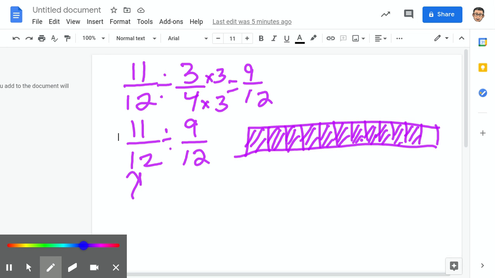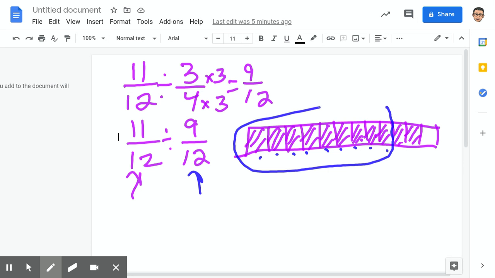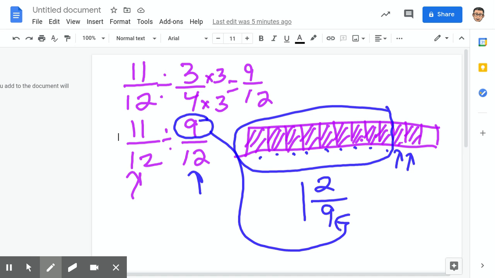So I ask myself, how many sets of 9 are in there? 1, 2, 3, 4, 5, 6, 7, 8, 9. And when we circle, we have 1 set. So I have 1 set and I have 2 left over. I have 2 of the 9 needed to make another set. And remember, if you're confused, there's another way to find your denominator for your remainder. I'm circling sets of 9/12. I have 2 of the 9 left to make another set.